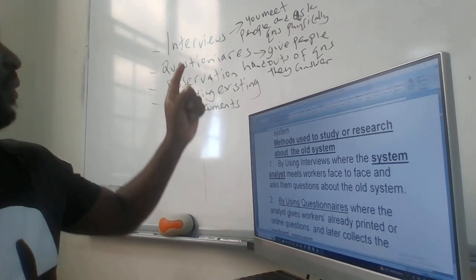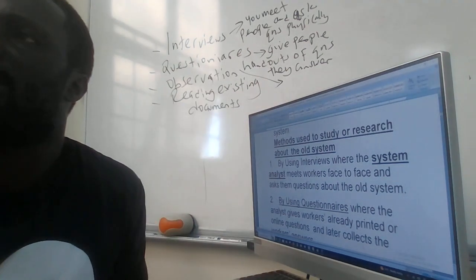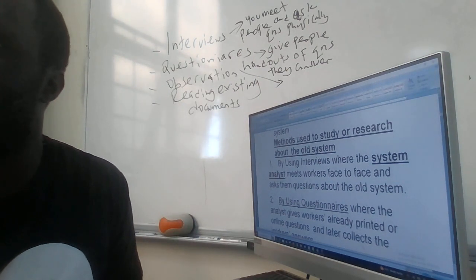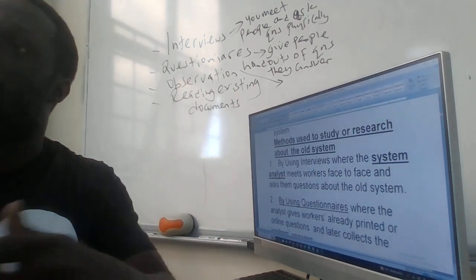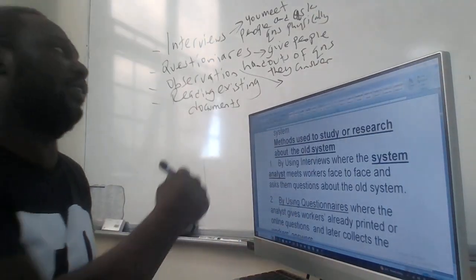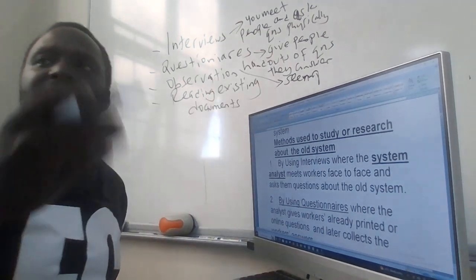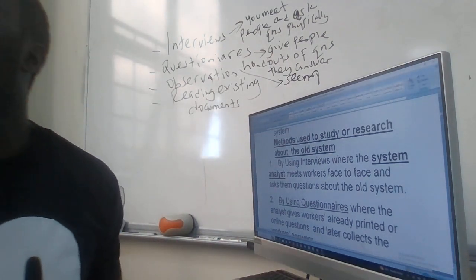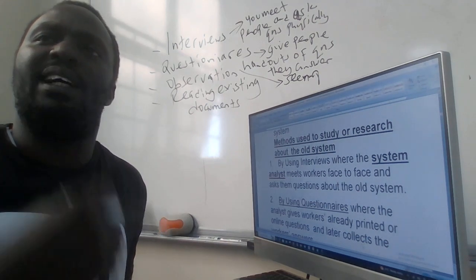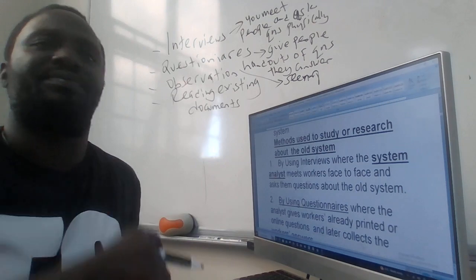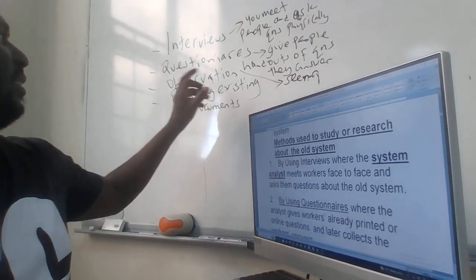Is that okay? When it comes to observation, observation basically means seeing people using the old system. You see them as they use the old system. That's called observation. So if you're summarizing, that's the thing you should write: looking at people as they use the old system. That's called observation. You look at them as they use the old system.